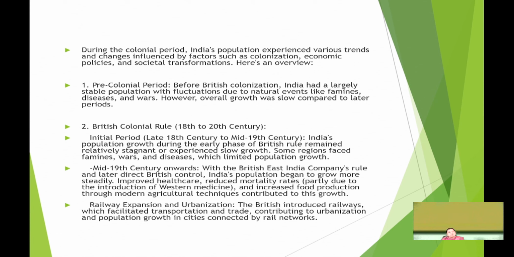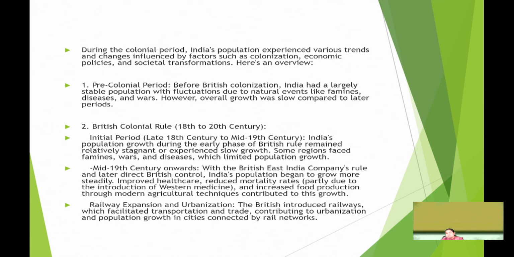India's population experienced various trends and changes influenced by factors such as colonization, economic policies, and societal transformations. The Britishers introduced many new things, so the growth patterns improved, and this also led to growth in the population. Before British colonization, India had a very stable population with fluctuations due to natural events like famines, diseases, and wars. Overall growth was slow. In the initial period of British rule, population growth remained relatively stagnant or experienced slow growth. Some regions faced famines, wars, and diseases, which also limited the growth of population.